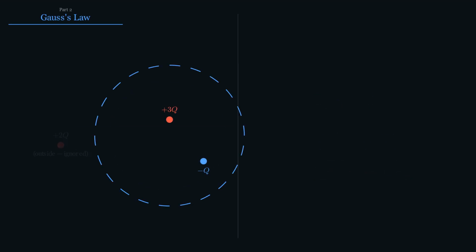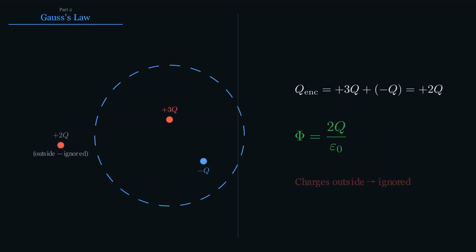What about multiple charges? You just add up whatever is inside. If you have plus 3Q and minus Q inside the surface, the enclosed charge is plus 2Q. Any charges outside, ignore them completely. This is the entire idea of Gauss's law. Total flux through a closed surface only depends on the net charge inside.